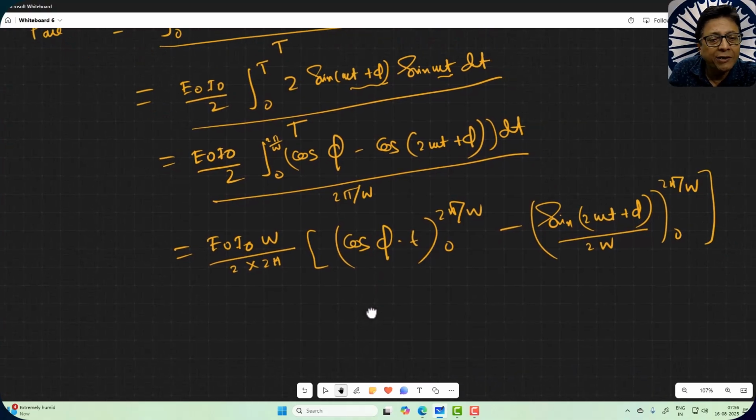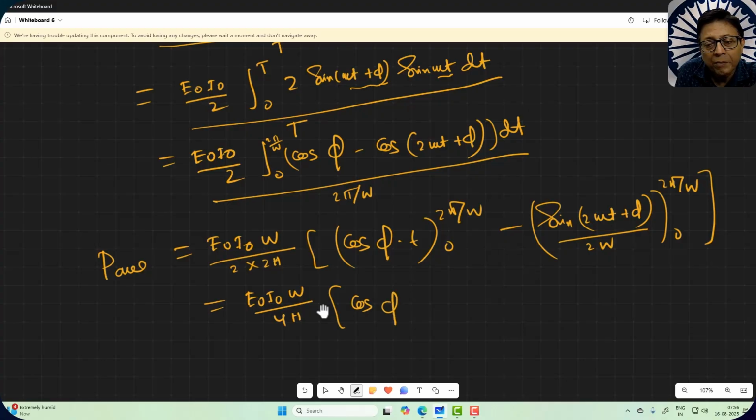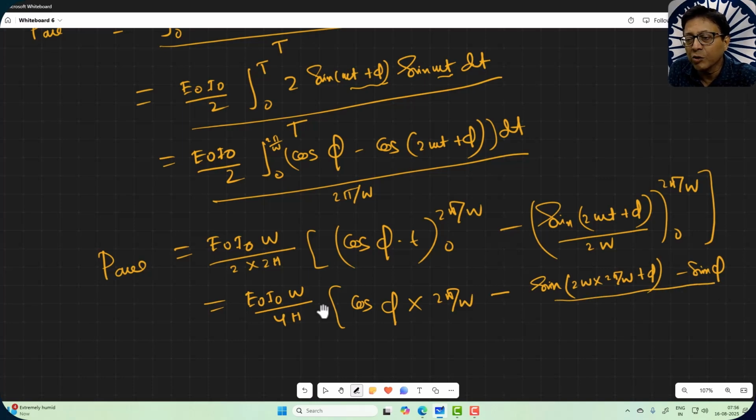So let us simplify it. P average is going to be E0 I0 omega by 4 pi, cos phi times 2 pi by omega, and this thing will be sin(2 omega into 2 pi by omega plus phi) minus sin phi, you put t equal to 0, by 2 omega. Okay?